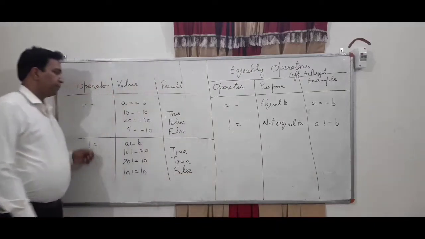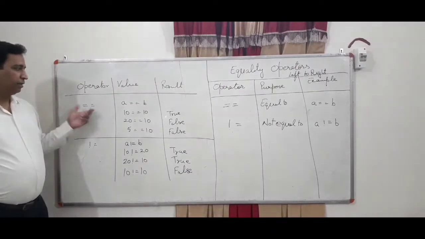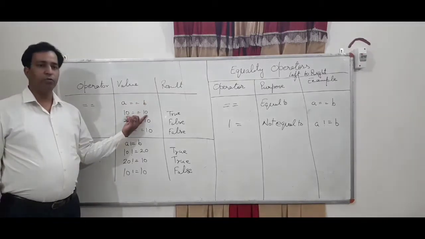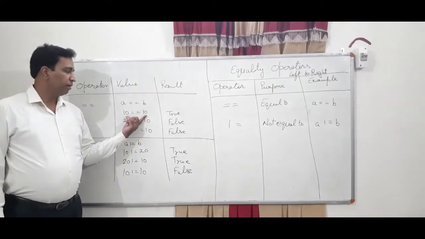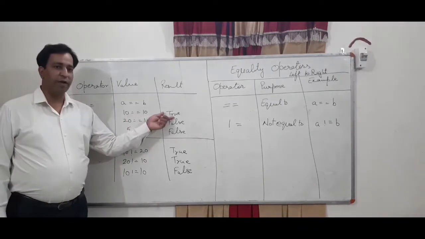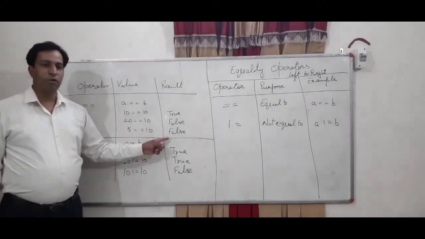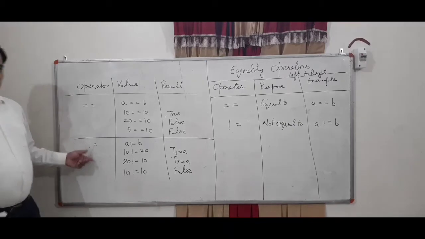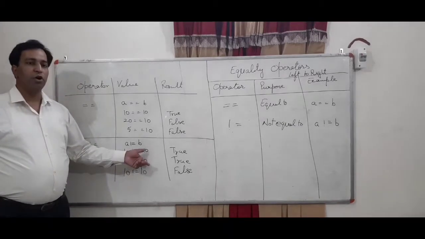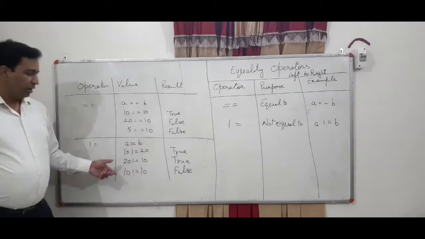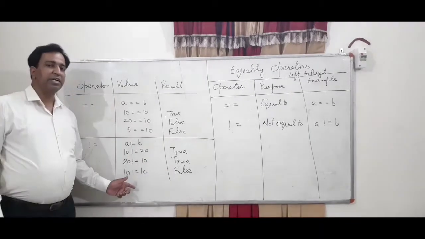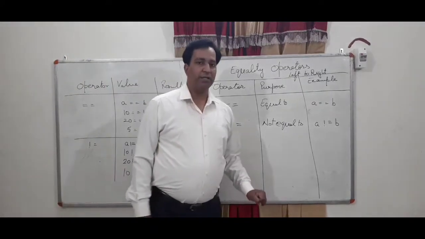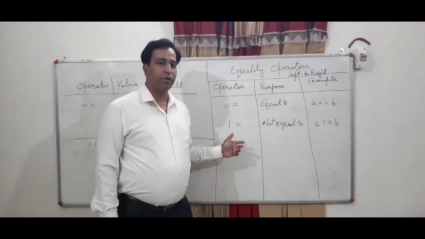For example, equal to operator, A is equal to B. If both the variables have the same value, suppose 10 and 10, right? In this case only you will get true value. In all other cases you will get false. Not equal to will give you true value only if both the sides are not equal, right? Otherwise, if both the sides are equal, it will give you false, right? I hope you have understood these two operators.